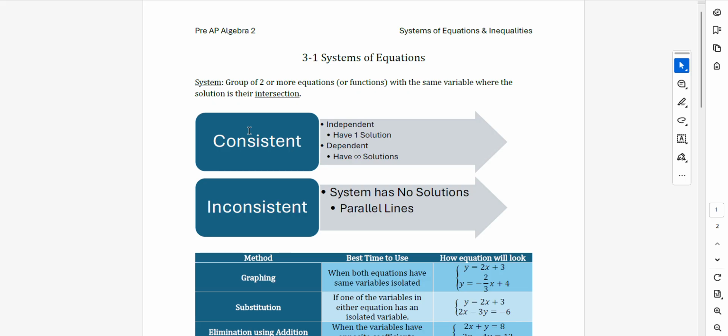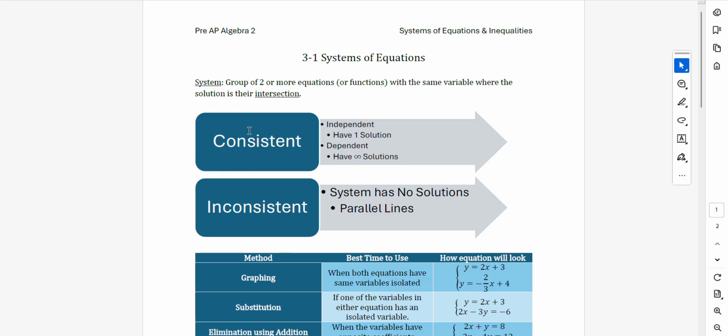Back then, we took like 4 lessons to learn the different methods. Between today and tomorrow, we're going to review those methods. We can classify systems into consistent systems and inconsistent systems. A consistent system has 2 different types of classifications. You have an independent system that has one solution, and then you have a dependent system that has infinite solutions. What does that tell you about the lines if the solutions are infinite? Yeah. They're on top of each other. Yes, they are the same line.